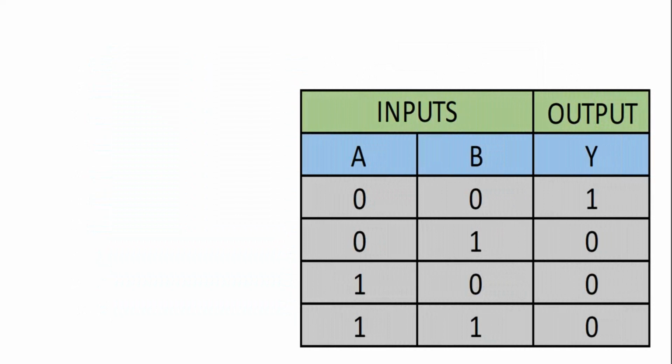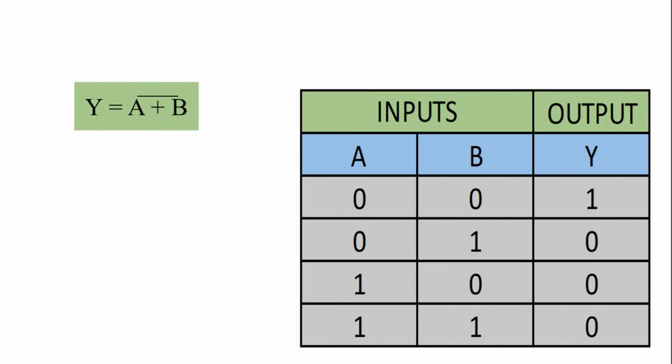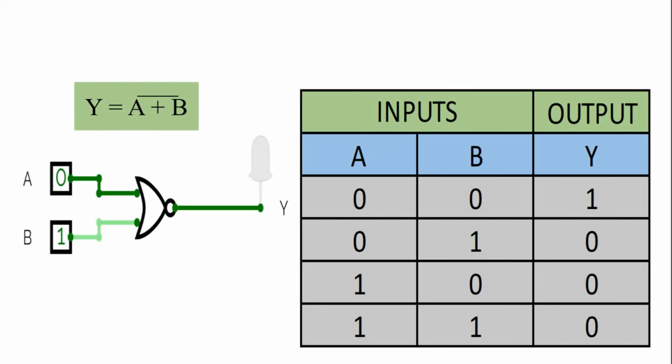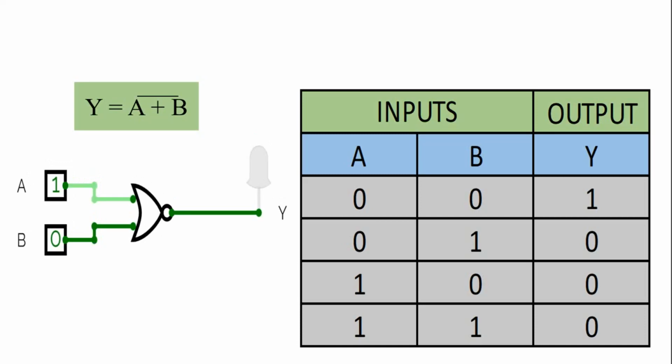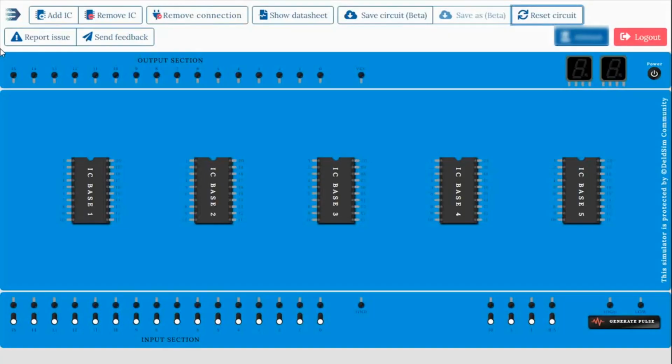This is the truth table of the NOR gate, where Y equal to (A plus B) whole bar. When both the inputs are 0, the output is 1. When A equal to 0, B equal to 1, the output is 0. When A equal to 1, B equal to 0, the output is 0. And when both the inputs are 1, the output is 0. Now we have to verify the truth table in the simulator.